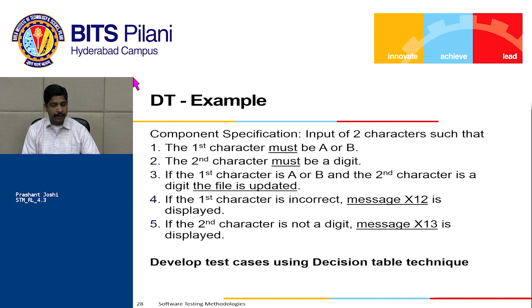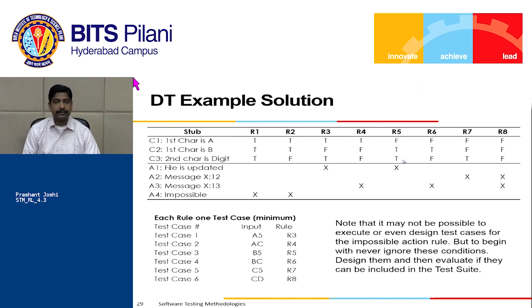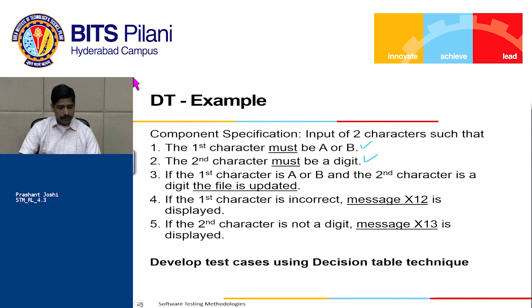First character must be A or B, second character must be digit. Two things that come to us. Then, based on some condition, we have got a file being updated, which is an action. So I have an action over here. Message is an action. And then this becomes my condition.